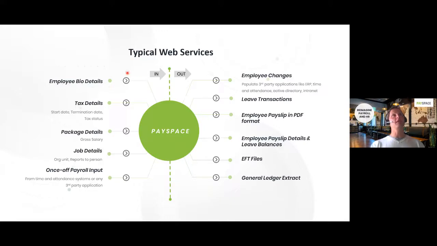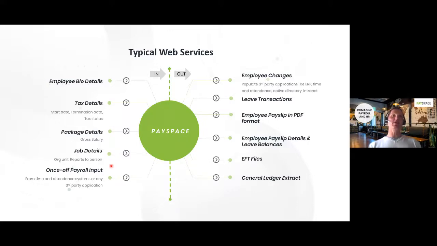Typically, what we would look at there is the employee biographical details, addresses, first names, last names, genders, etc. Then we've got our tax details, which typically contain the start dates, the termination dates, the tax statuses, and your ID numbers that flow into PaySpace. We can accommodate package details, such as your gross salary information and how many hours on average you work per day, per month. Job details reflect all of your org unit allocations, your reporting-to people, etc.